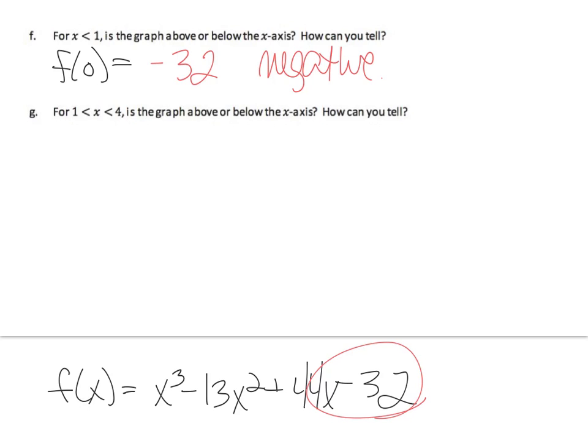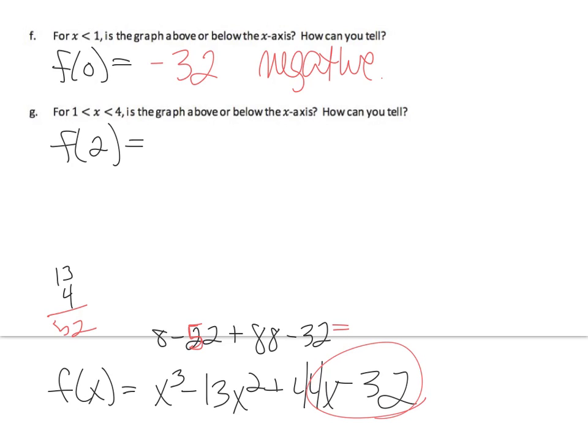How about between 1 and 4? Okay, so let's pick a number. 2 is usually easy to work with. So f of 2, if we plug in 2, we would have 8 minus 4 times 13. You guys are probably faster in your head. That's 52, so 8 minus 52 plus 88 minus 32. Not sure what I was thinking there. That gives me an answer of 12. So it's positive.